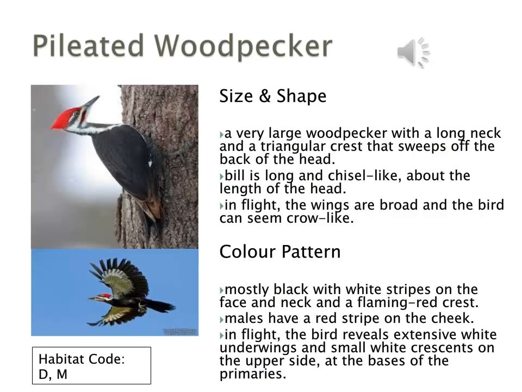The pileated woodpecker is certainly one of our characteristic species in the woodpecker family, one of our largest for sure. A very long neck and a triangular crest, which differentiates them from all the birds that we've seen so far. The bill is very long and chisel-like, about the length of the head, and in flight, the wings are very broad and can almost seem crow-like by the way that the feathers outstretch and are separated. Mostly black and white stripes on the face and neck, and a flaming red crest, and in flight the bird reveals extensive white underwings with small white crescents on the upper side of the primaries.